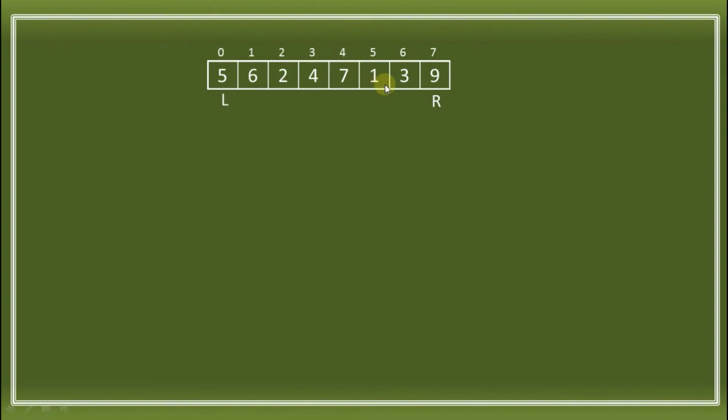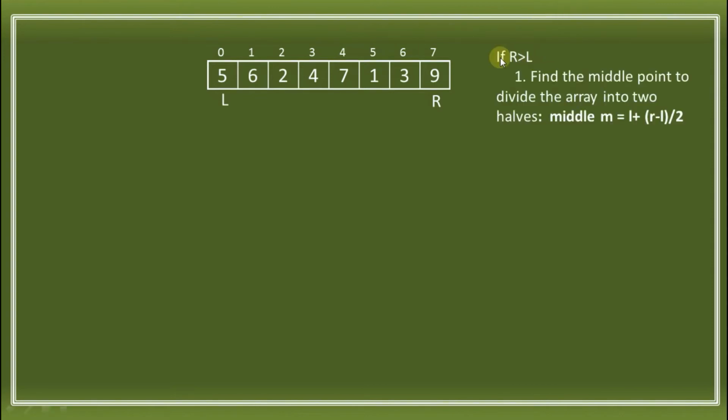Now, how to find the middle index? When we are using merge sort, kailangan natin i-consider tong rule na to. If R is greater than L, find the middle point, which we have this equation: L, the left index, plus right index minus L, which is the left index again, divided by 2. So tignan natin if R is greater than L. The index R is 7, index L is 0. So 7 greater than 0, that is true. Hahanapin natin yung middle index.